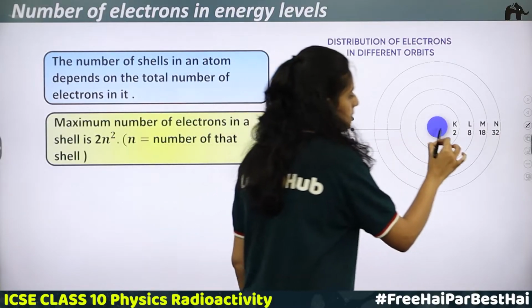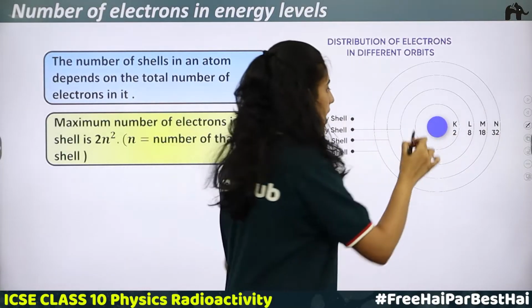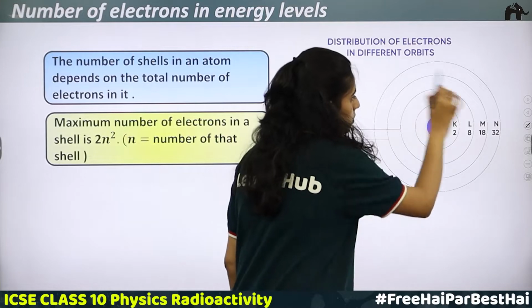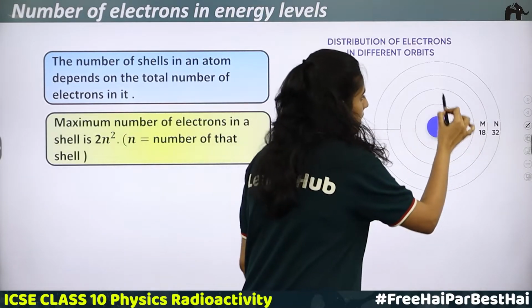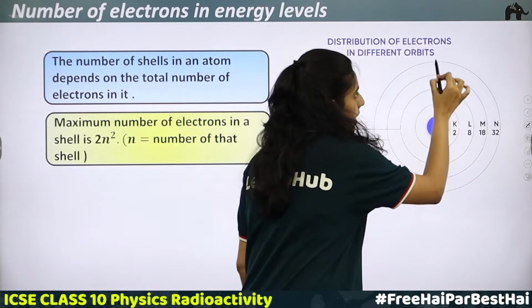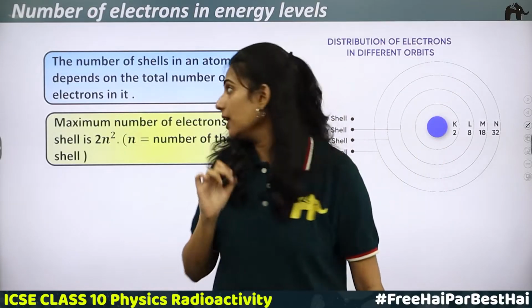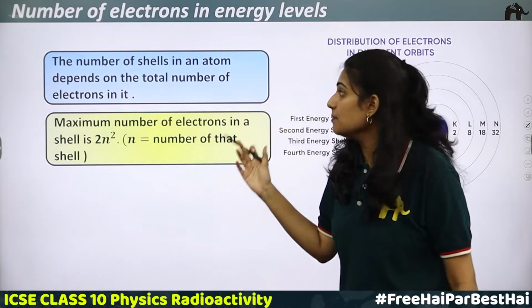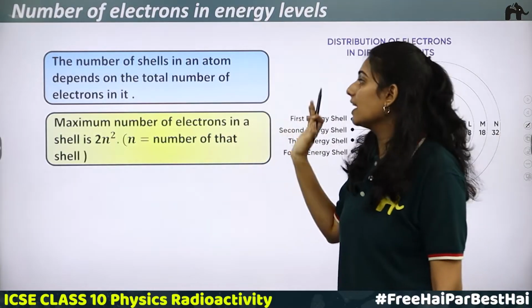Here you can see this blue color is the nucleus. Around the nucleus, you can see many circular orbits. This is the first orbit, this is the second orbit, this is the third orbit and this is the fourth orbit. The number of shells in an atom depends on the total number of electrons in it.